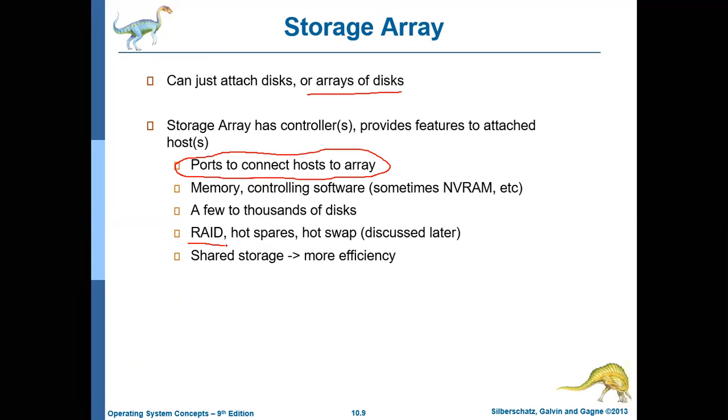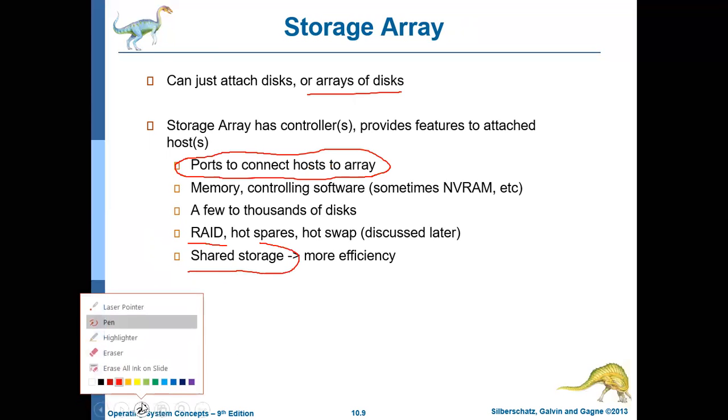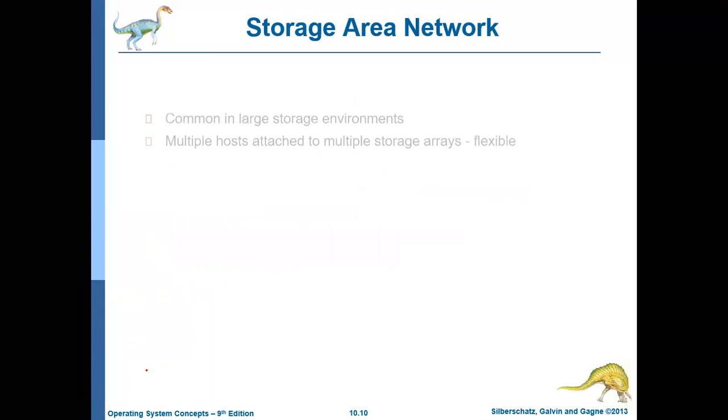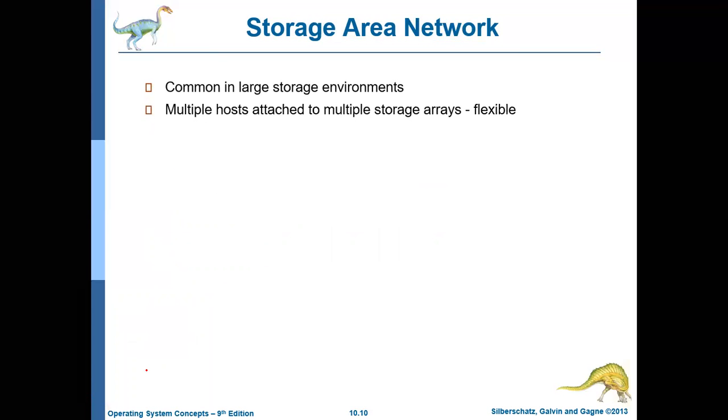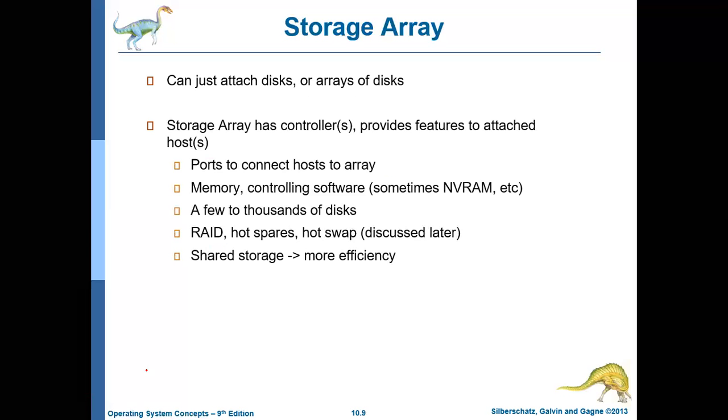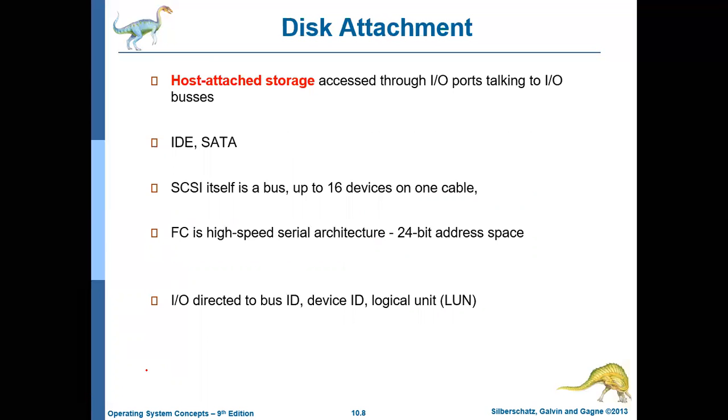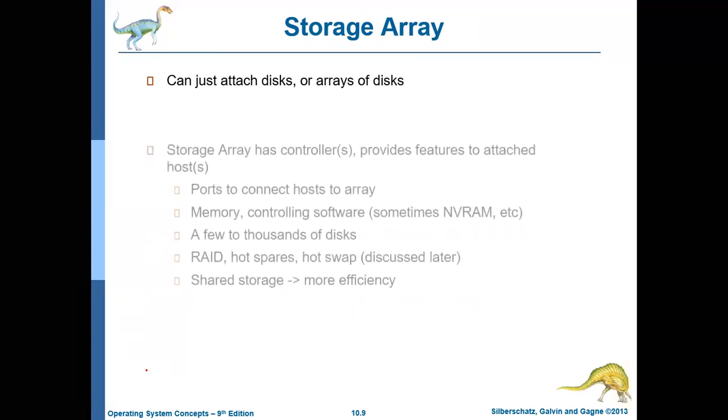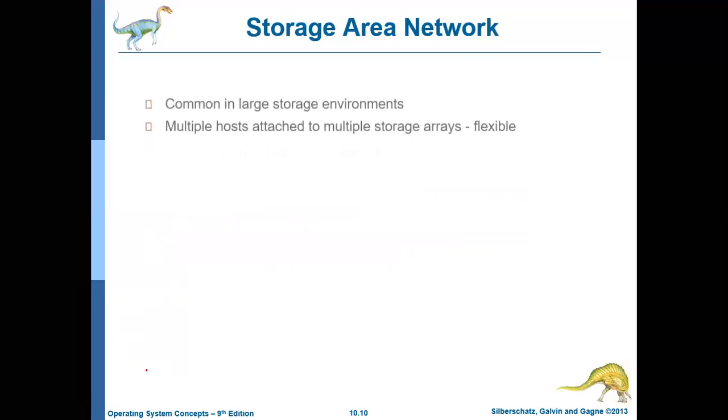One example of these arrays of disks is RAID. RAID stands for redundant array of inexpensive disks. It is one technology by which an array of disks can be connected with the computer. Basically the storage is shared, and it provides more efficiency. So the next kind of technology we have is called a storage area network. The first one we discussed is host attached storage, in which the disk drive is directly connected with your computer. And the next is a storage area network.